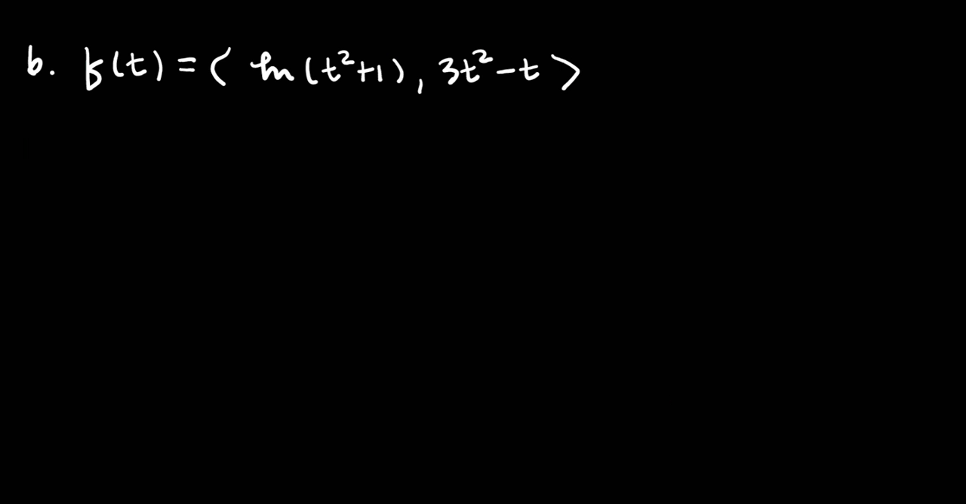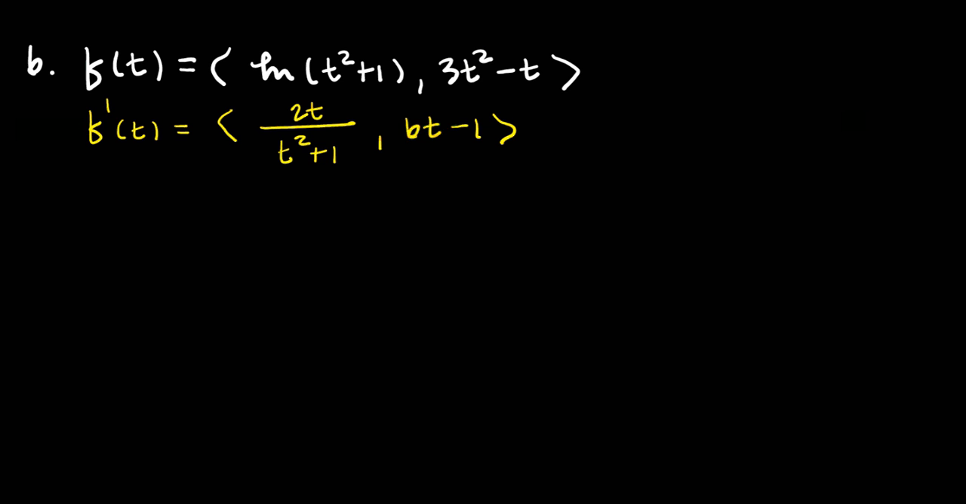All right, this next one's actually asking us to find the length. So I'm not going to write the formula again. I'm just going to start by taking my derivatives to get f prime of t. That's going to be 1 over t squared plus 1 multiplied by 2t for the chain rule, so 2t over t squared plus 1. And the derivative of the second component would be 6t minus 1.